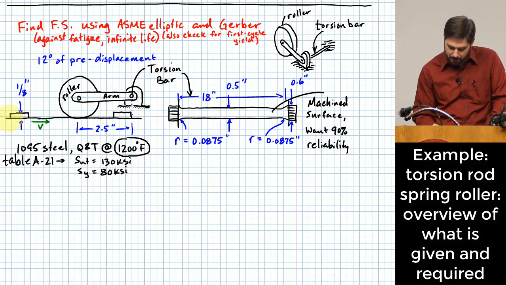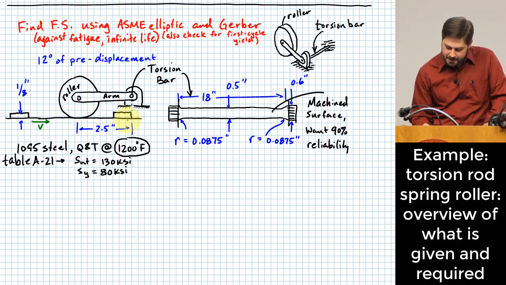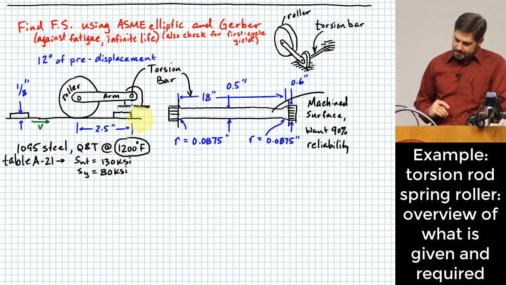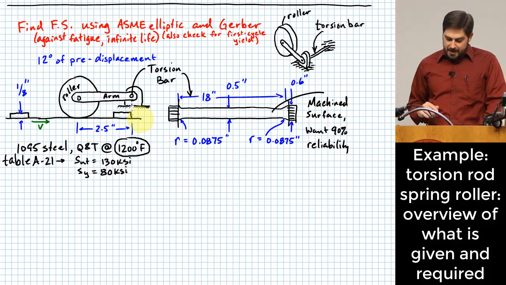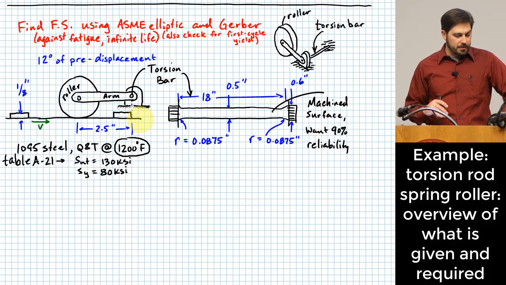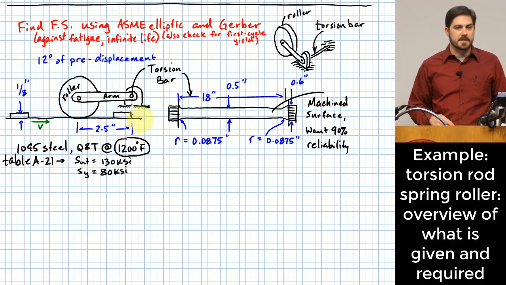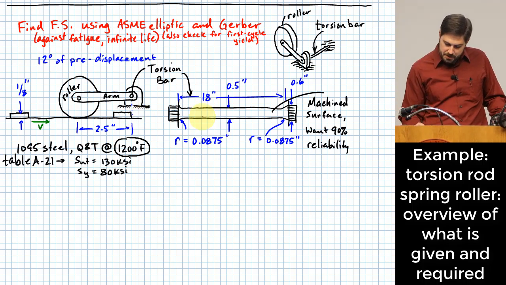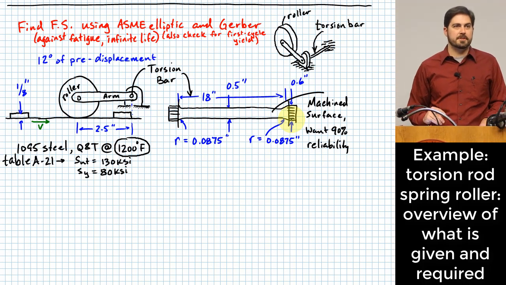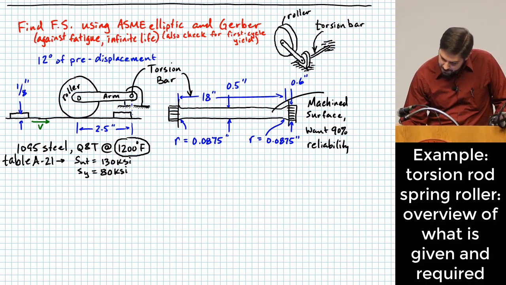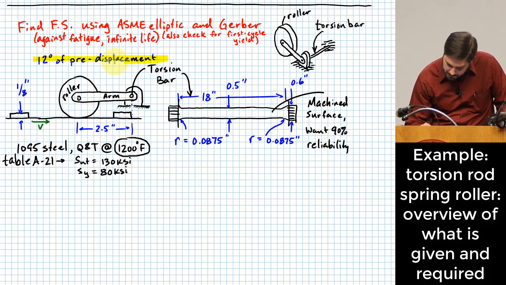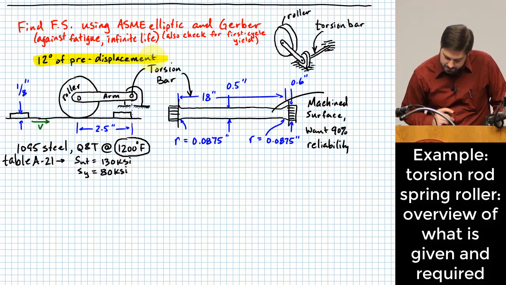Okay, so we have these little parts on a conveyor that are moving with a velocity to the right, and as they move that velocity to the right, this roller will actually roll over the top of them, and as it does that, it will cause this torsion bar to have to twist. Okay? Now, what it says up here, 12 degrees of pre-displacement. What do you think that means?